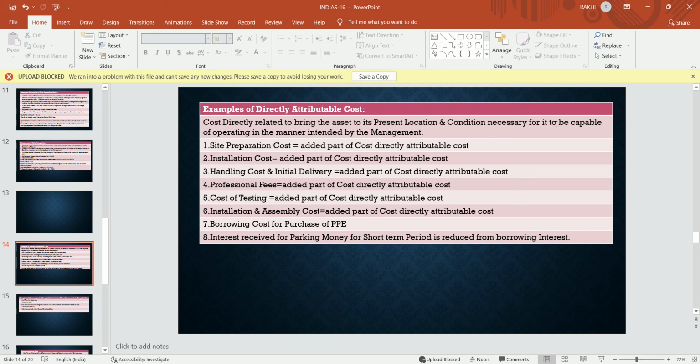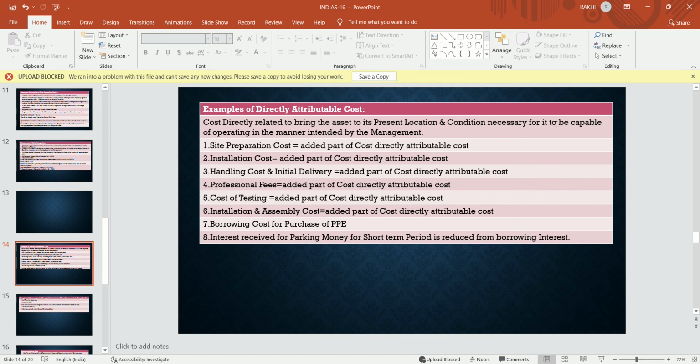Any professional fees paid which are related with the operation of the machinery, how the machinery is operated. Big machineries are not operated in a common way, they need some expertise. So they train people for using those machineries, and they pay some professional fees for that. If any professional knowledge is required and any professional fees are paid by the company for that training, that becomes part of the directly attributable cost.